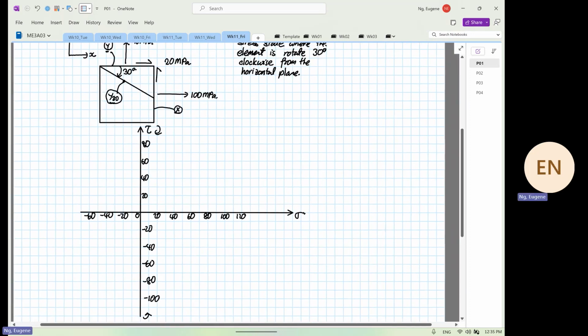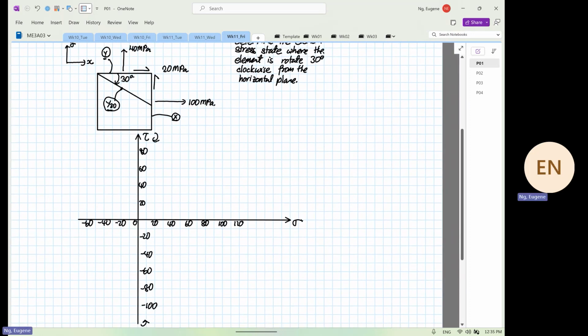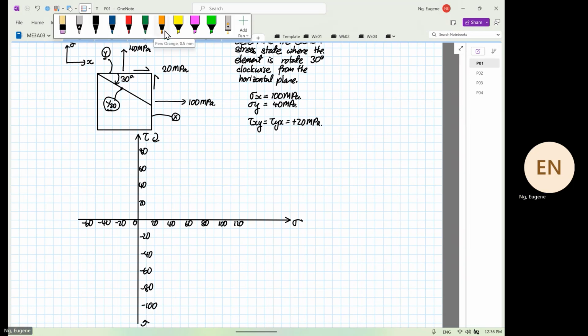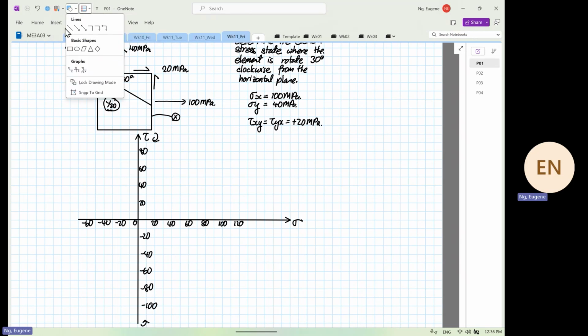Okay. So from here, we understand that normal stress X is at 100 megapascal. Normal stress Y, pulling out, is at 40 megapascal. The shear XY, which is equal to shear YX, is going at positive 20 megapascal. Okay. So from here, we can construct our Mohr's circle, or we label some points that we need to know first.